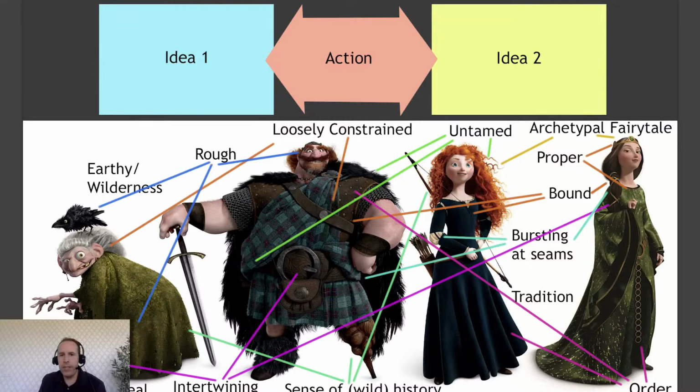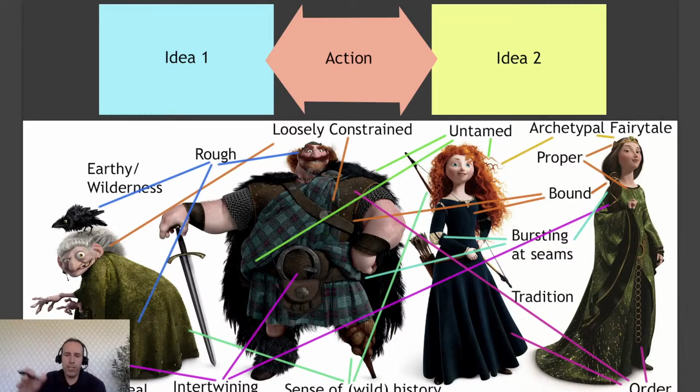We have other ideas, like these archetypal fairy tale elements that go across. We have these traditional things that are themes in the story that we can see happening across the characters. We have things that are being bound, tightened up, the properness of the mother and the attempts to bring properness elsewhere in the world. And of course, this extreme order that's showing up on her.